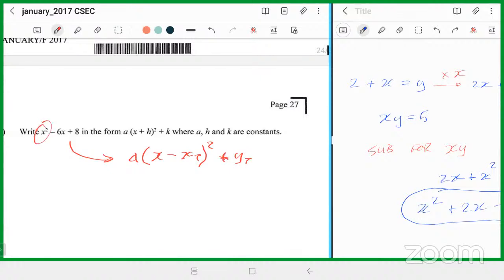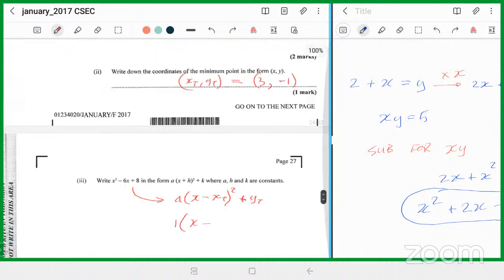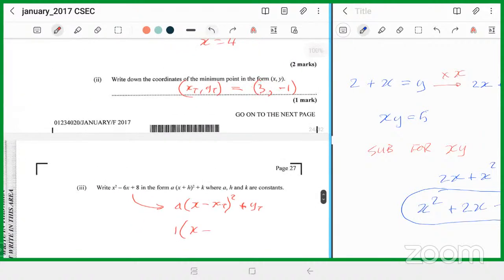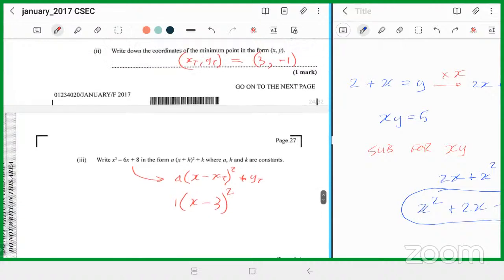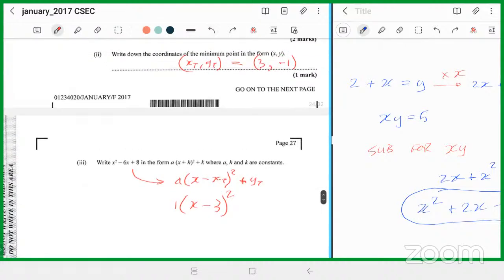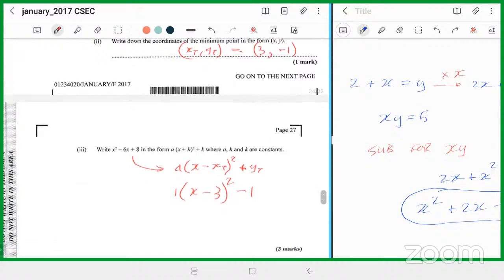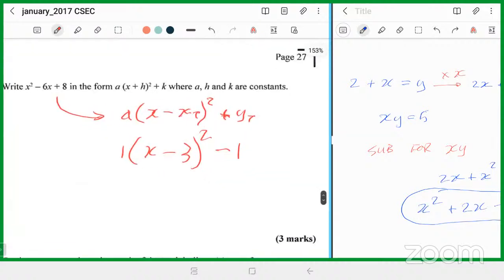The a is 1, so I'm going to write 1 bracket x minus xt, which is 3. I have it on the graph. I do have to calculate it again. Squared plus yt. Yt is -1. I'm going to write -1. I'm done. See there? This is the answer. This is it. I've written it in that format.